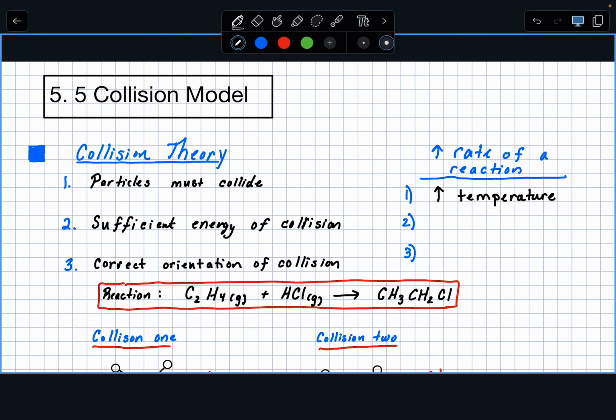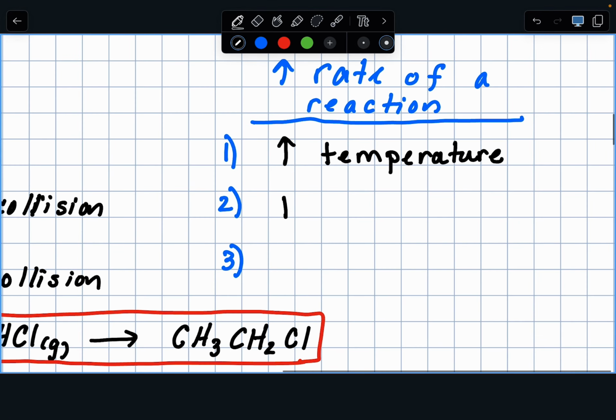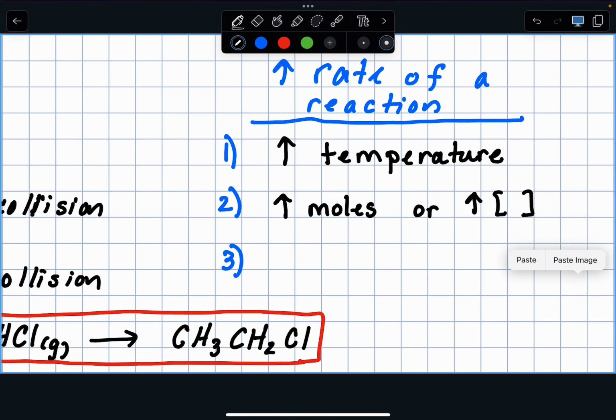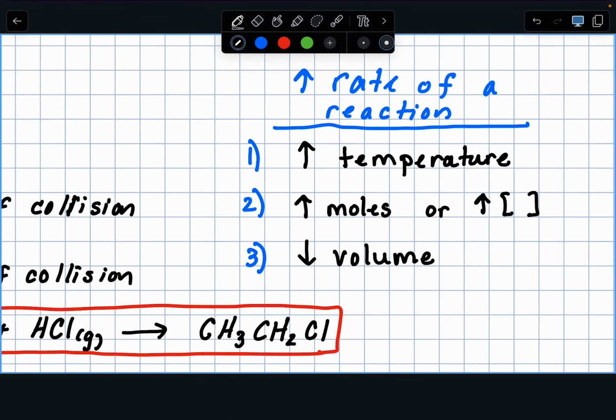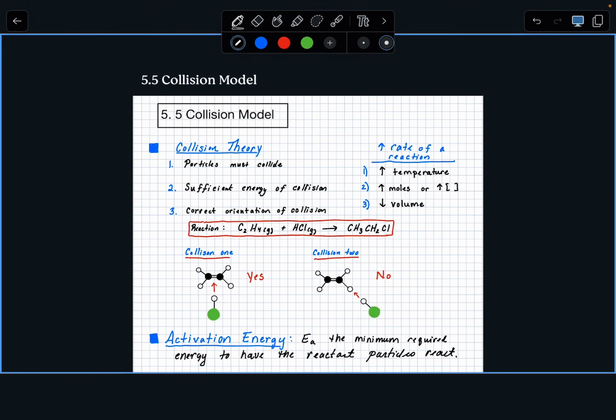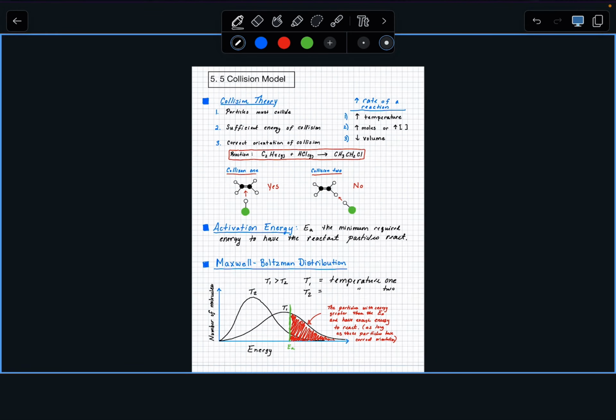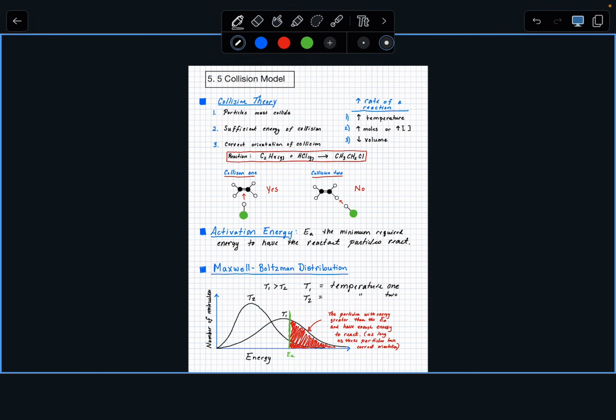The other thing that can help is if you just have more particles. So they'll say more moles of particles or a higher concentration of particles. And then last but not least, you could also decrease the volume, which is another way to increase the concentration. But the big one here with the collision model is obviously the temperature, creating a higher quantity of particles that have sufficient energy to react.